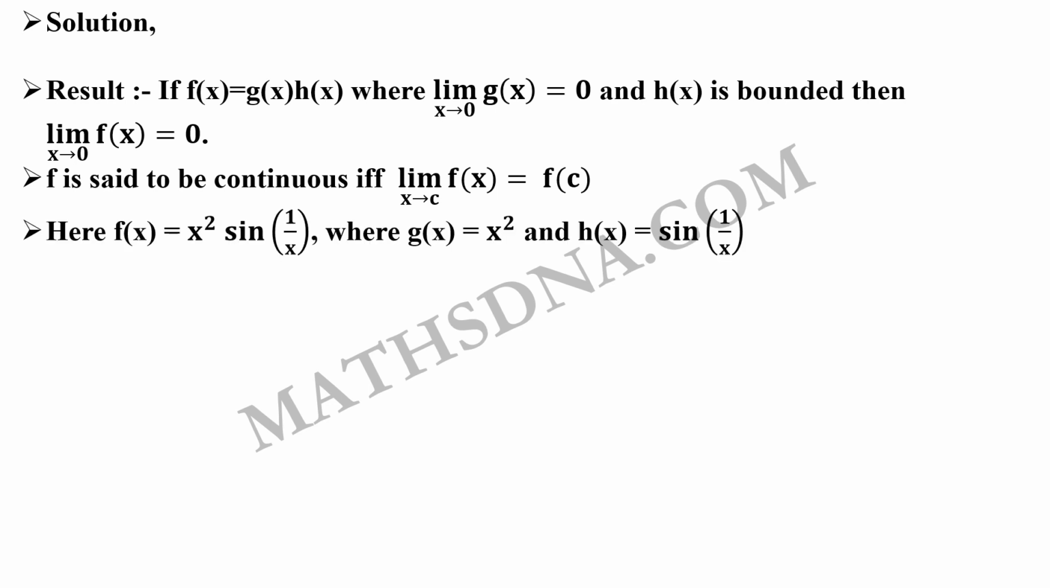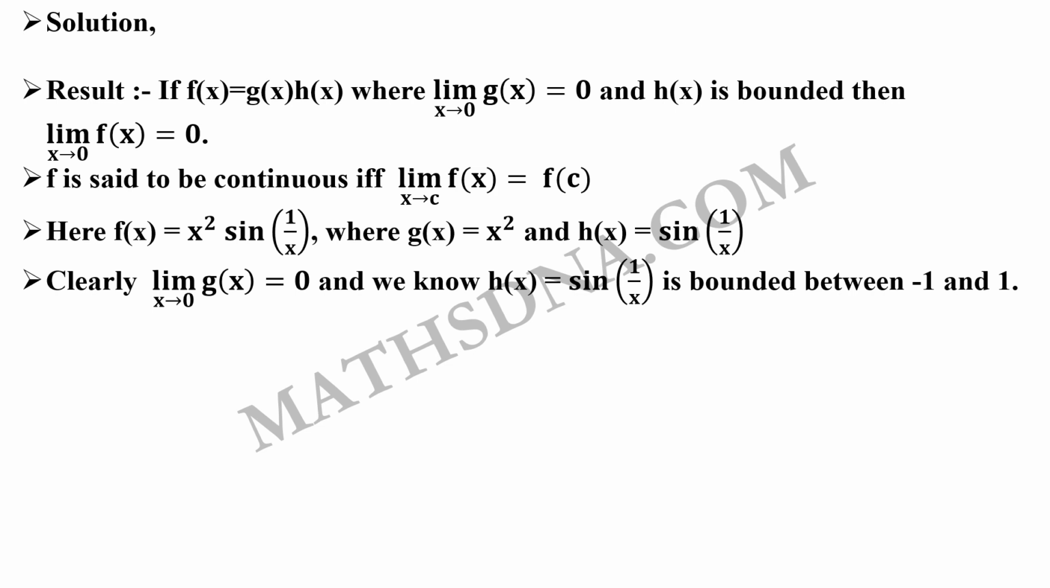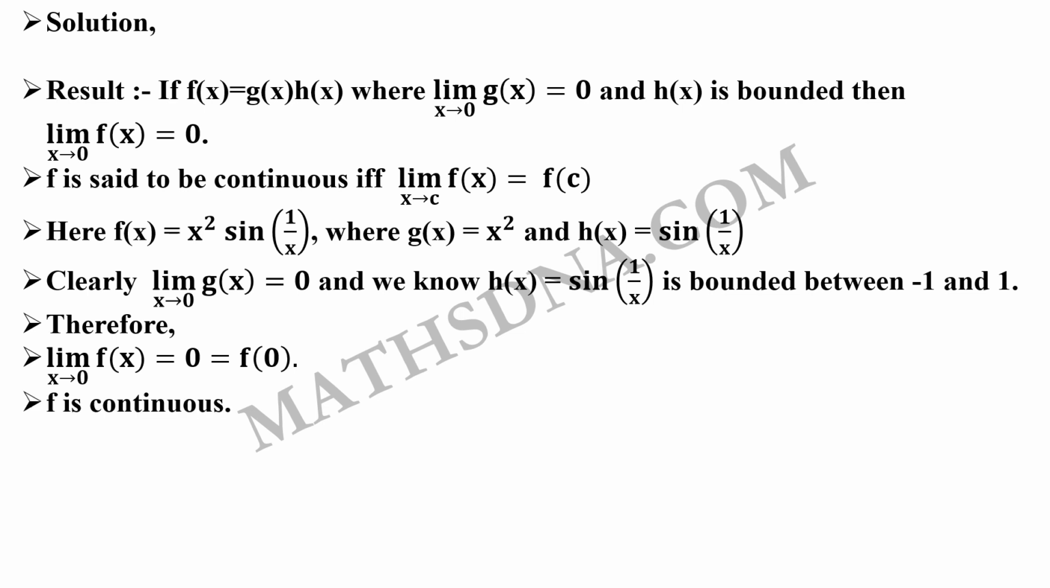Now we can write f(x) equals x square sine 1 upon x, where g(x) is x square and h(x) is sine 1 upon x. Clearly as x tends to 0, g(x) will be equal to 0, and h(x) is a bounded function between -1 and 1 as it is a sine function. So limit x tends to 0 of f(x) will be equal to 0 from the first result, and thus option A is true and f is continuous, and C and D are false.